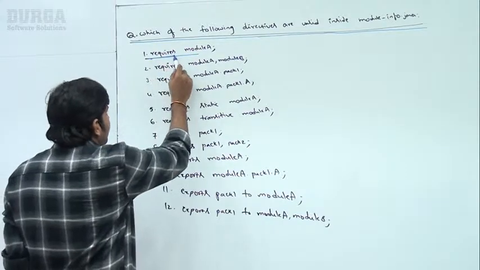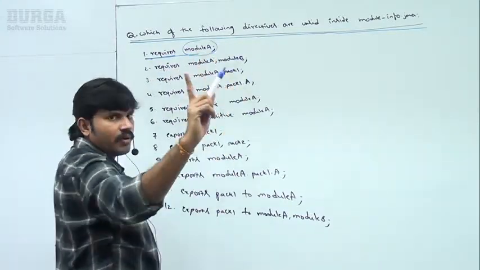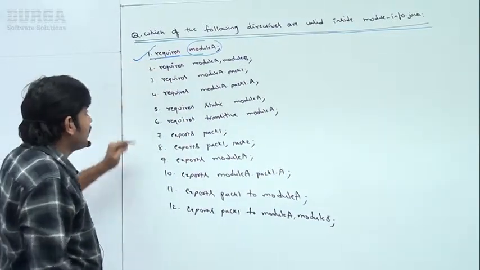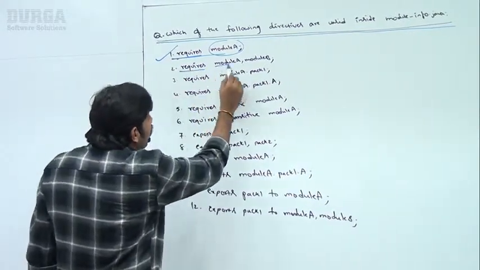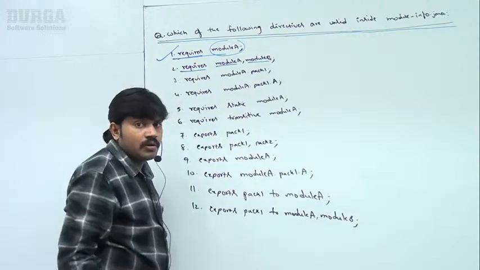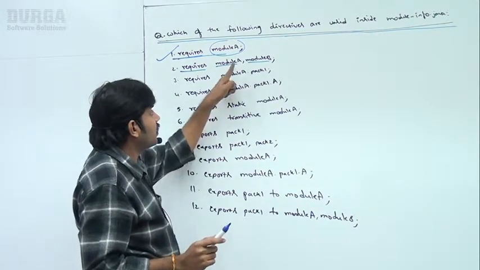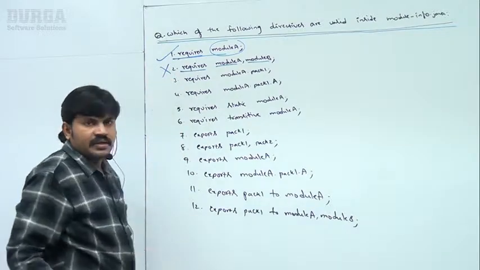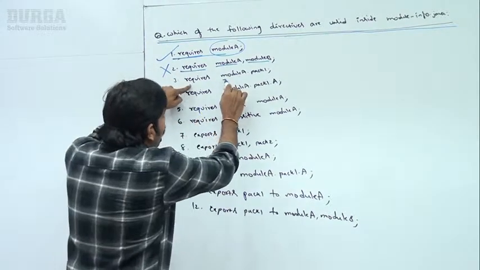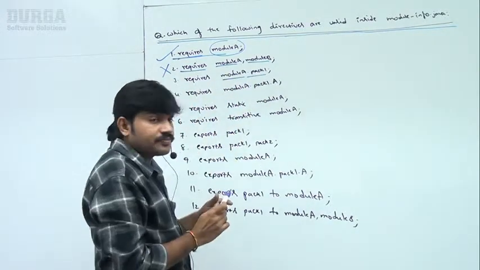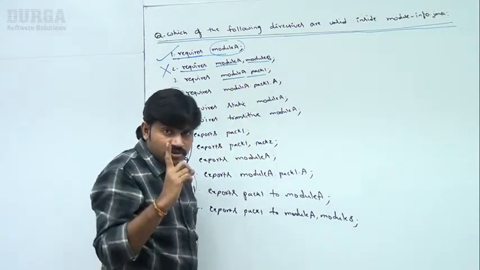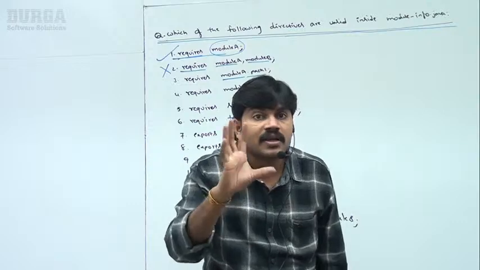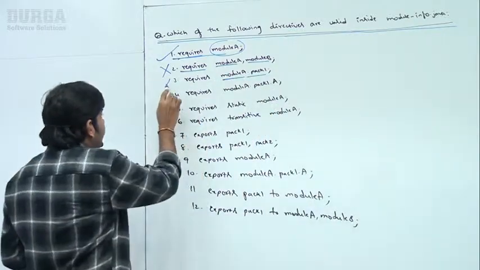I'm using requires for one module only. That's why it is perfectly valid. Can you please observe the second one? Requires module A, module B. We can't use requires for multiple modules simultaneously. That's why, is it valid or invalid? Invalid, right? Next, requires module A.pack1. Sorry, we can use requires only for a module but not for a package. That's why this is invalid.